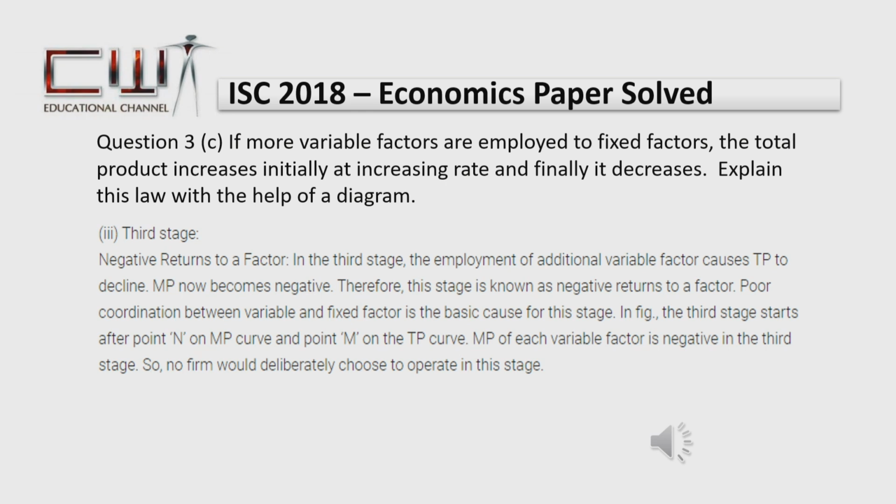In the figure, the third stage starts after point N on MP curve and point M on the TP curve. Marginal product of each variable factor is negative in the third stage. So, no firm would deliberately choose to operate in this stage.